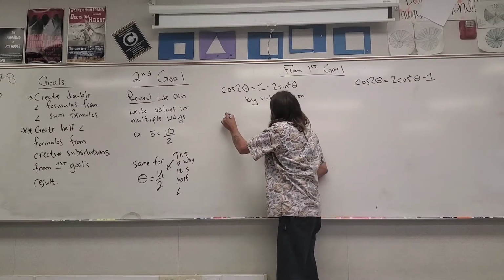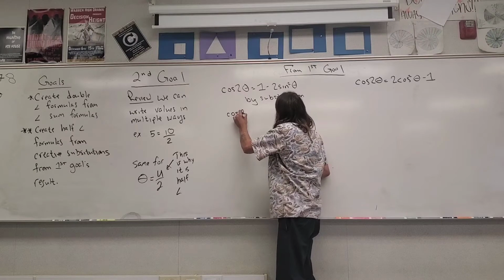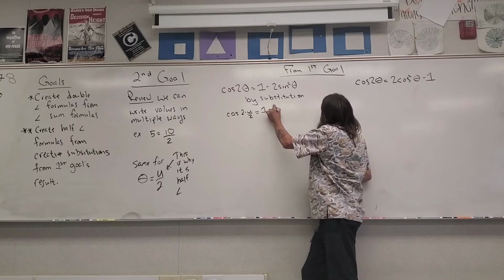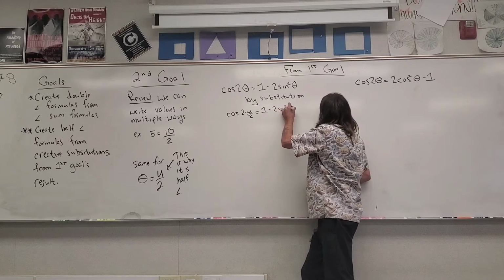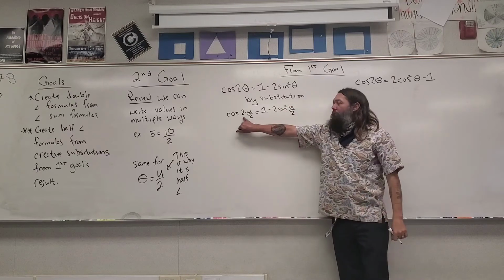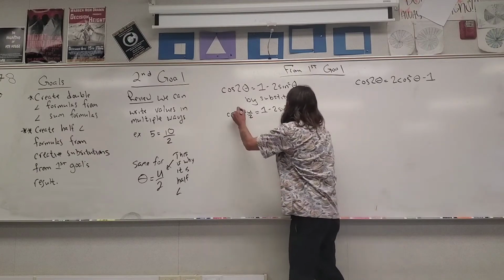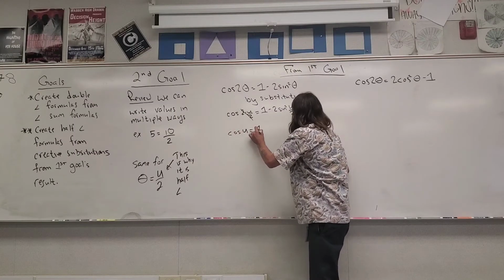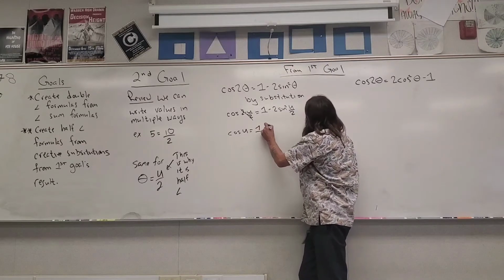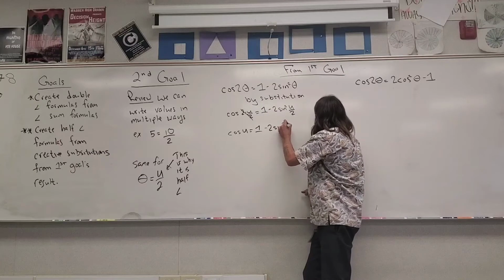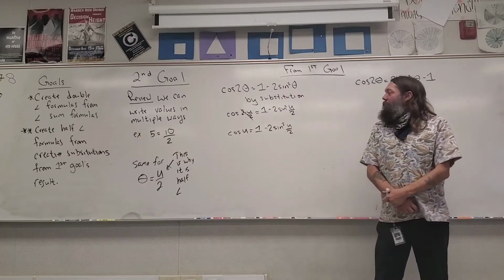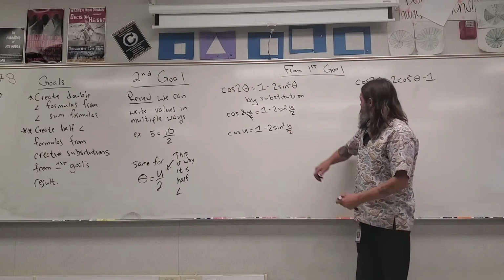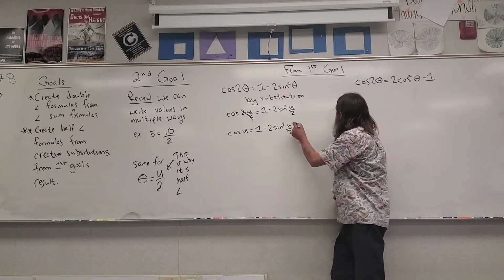We're going to get cosine of 2 times u over 2 is equal to 1 minus 2 sine squared of u over 2. Now, what happens here is these cancel. These go away. And I'm left with cosine of u is equal to 1 minus 2 sine squared of u over 2. So, in order to get this formula, I need to isolate sine of u over 2. So that's the goal. Isolate sine of u over 2.